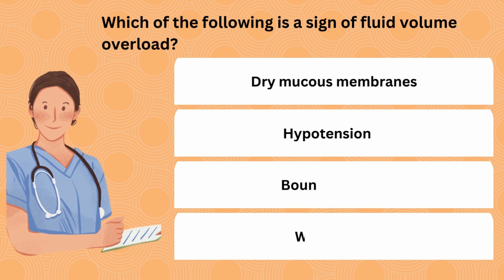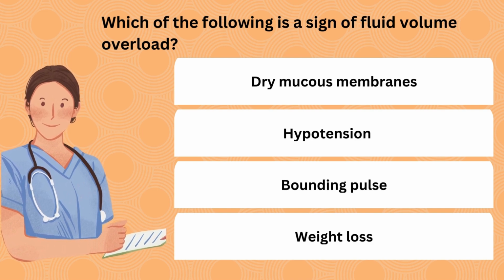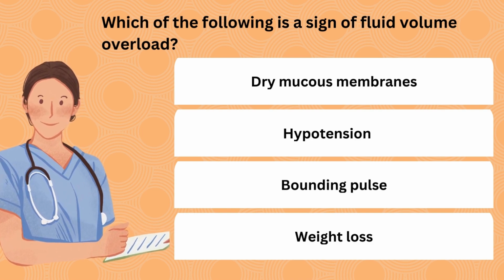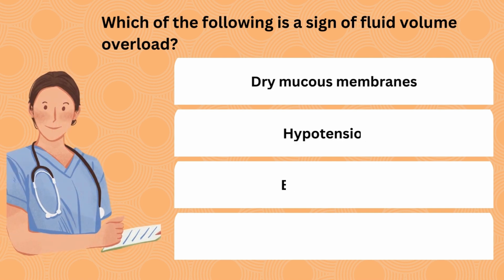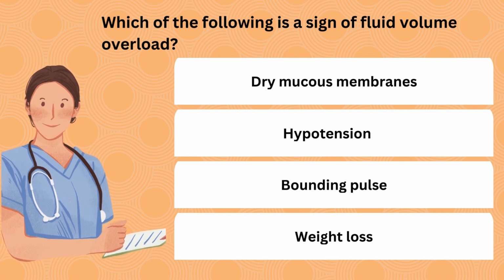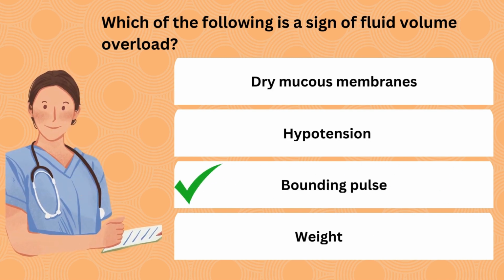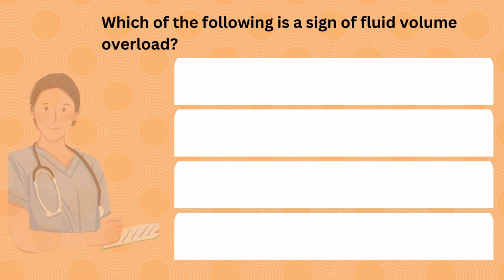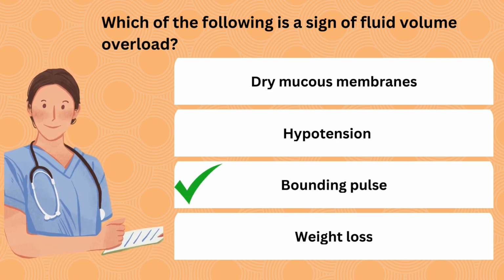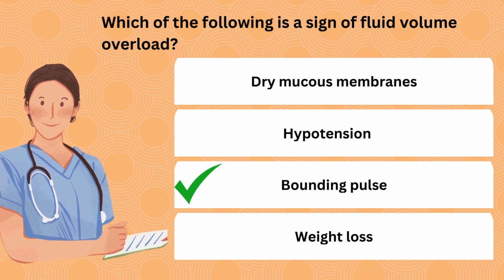Question 11. Which of the following is a sign of fluid volume overload? Is it A. Dry mucous membranes. B. Hypotension. C. Bounding pulse. D. Weight loss. The correct answer is C. Bounding pulse. A bounding pulse is a common sign of fluid volume overload due to increased blood volume.